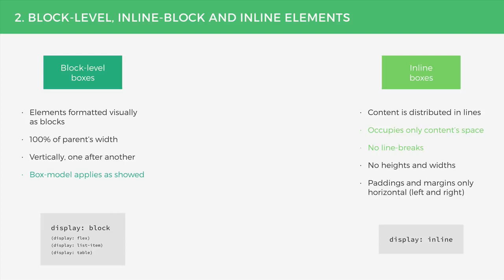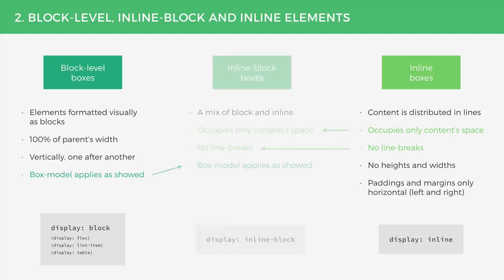So of course, this has some serious limitations, and in order to overcome them, there's another type of box, and that's the inline block box. Now, inline block boxes are technically also inline boxes, but which simply work as a block level box on the inside. So since they are technically inline elements, they also only use up their content space and cause no line breaks. But since they work as a block level box on the inside, the box model applies to them just like in regular block level boxes. And this can be extremely handy sometimes.